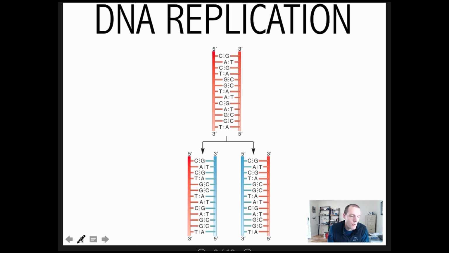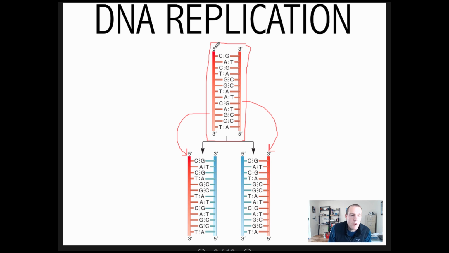Let me grab my pen real quick so I can mark things up. Okay, here we go. So here is the parental molecule. This is the molecule we're going to start with. We're going to pull the two strands apart. So here's the strand on the left, and then over here is the strand that we pull apart on the right. So note the polarities.